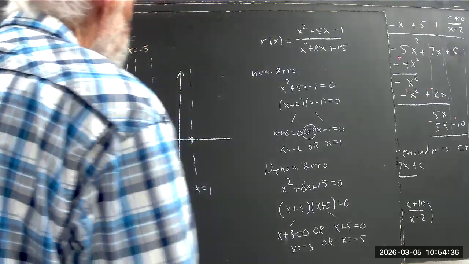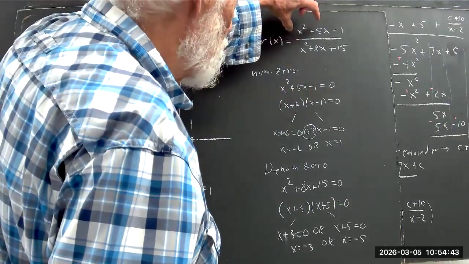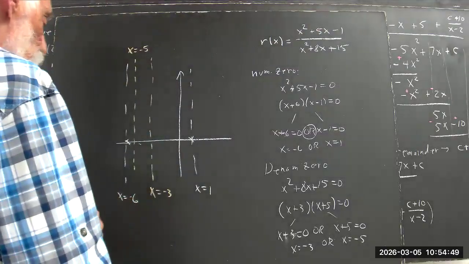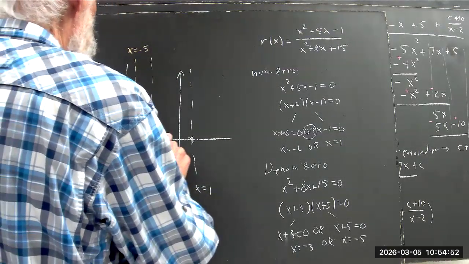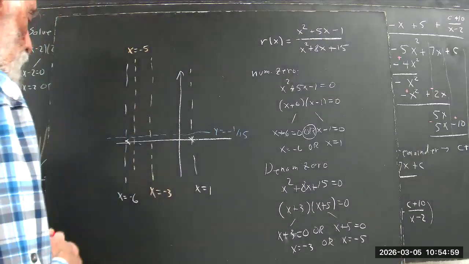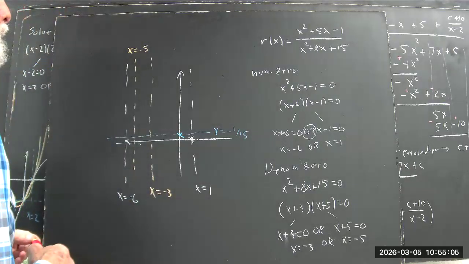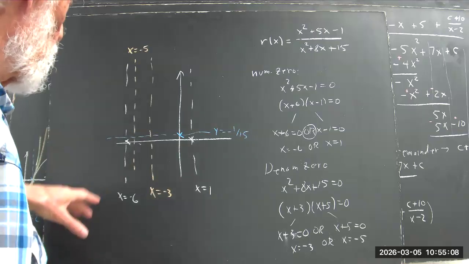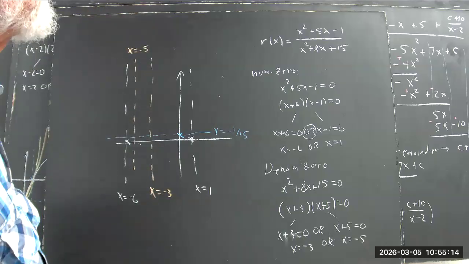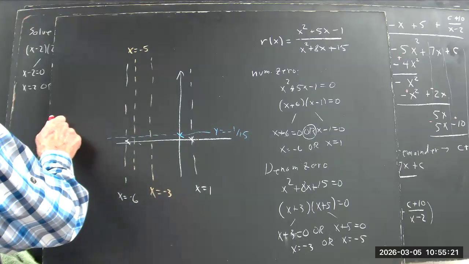The y-intercept occurs when x equals 0, and that happens to be at, if x is 0, everything with an x on it is 0. You end up with negative 1 over 15. So you have this y-intercept. Then you figure out how to make the graph go through all 3 of these points and have vertical asymptotes. Turns out the graph is going to look something like this.